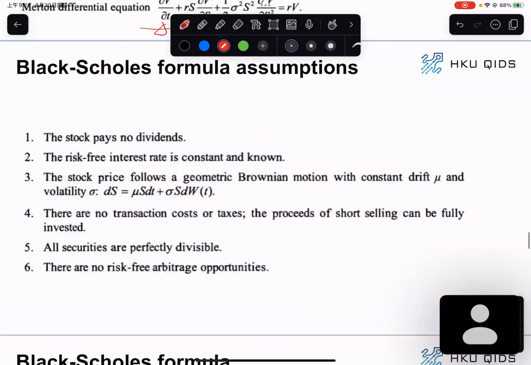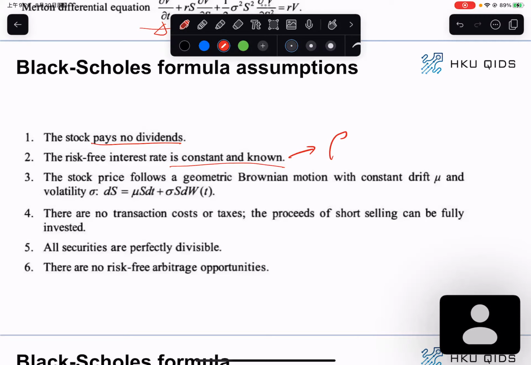And now let's introduce the Black-Scholes formula assumptions. There are in total 6 of them, and I hope you can remember all of them. The first one is that the stock pays no dividend. Okay, you can see we only consider the risk-free rate, but not the dividend ratio. And the second, the risk-free rate is constant and known. And this is a quite important assumption, which leads to the real part when we talk about the Greeks, because in reality, actually the risk-free rate is going to change.